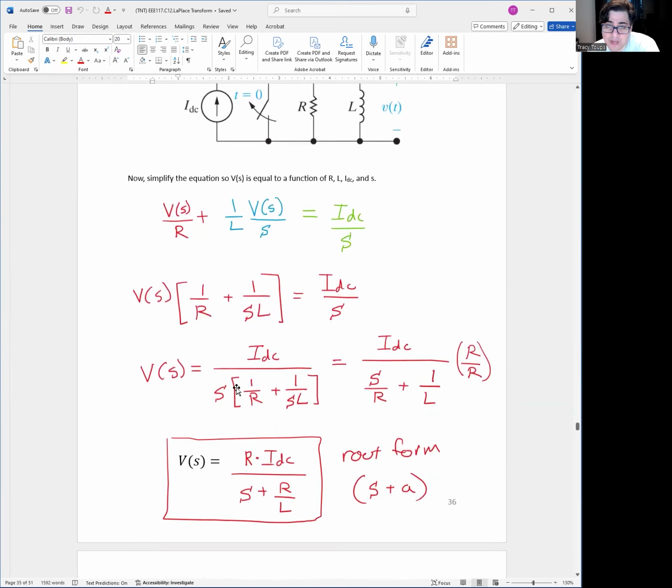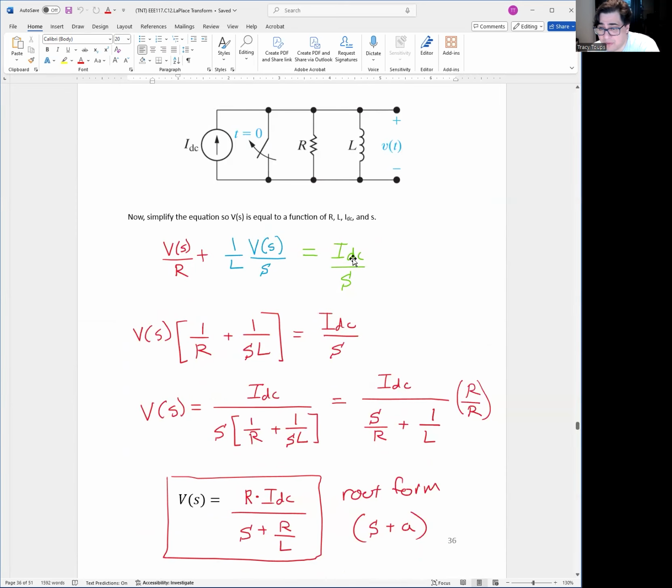Okay. And just to show you how to do that, we have the Laplace transform equation: V of S over R plus 1 over L times V of S over S equals IDC over S. Our goal, because I'm asking you for V of S, is to put V of S on one side and everything else on the other. Well, this is just basic algebra, but we'll go through at least one. What's common between these two terms, the red and the blue? It's the V of S. We could pull it out because of the commutative property. So pull out V of S from both of the division signs. We get V of S, open bracket, 1 over R plus 1 over SL. Okay. And that's equal to IDC over S on the other side.